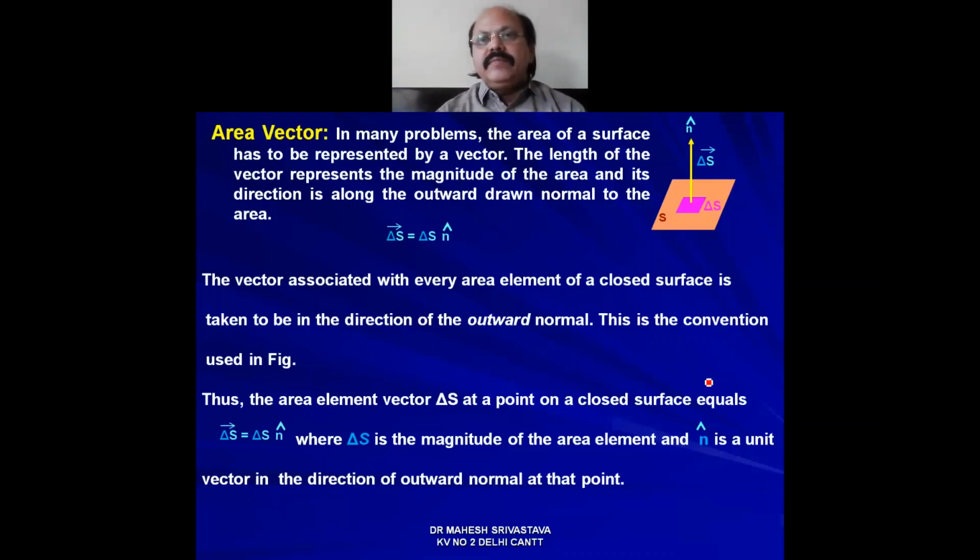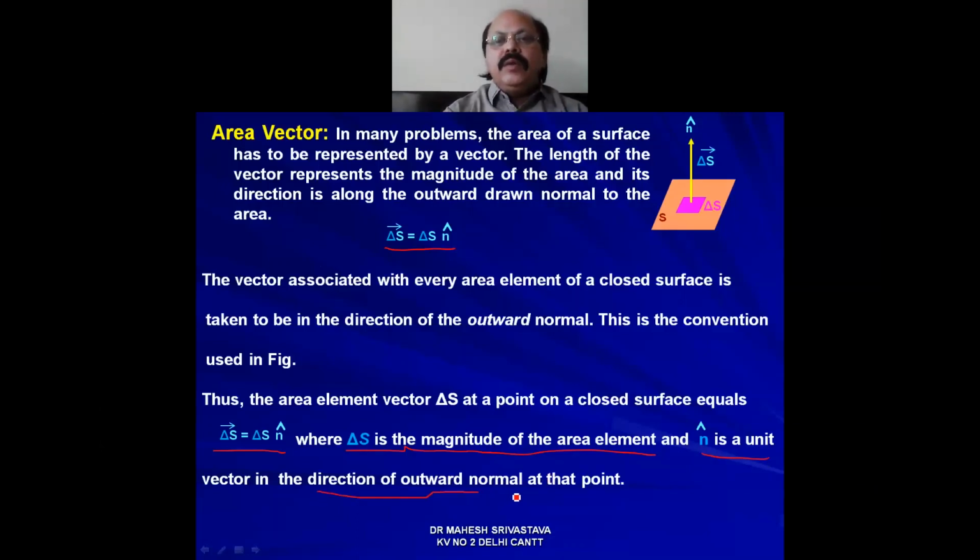So here we take a small area element delta S over a surface of area S. Then we draw a normal in the outward direction over this area element delta S. Then that can be represented by delta S vector equal to delta S n cap, where delta S is the magnitude of the area element and n cap is the unit vector which gives the direction of the outward normal at that point. This is the representation of the area vector.